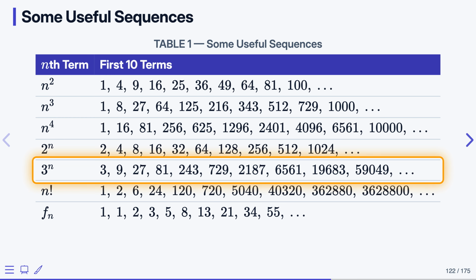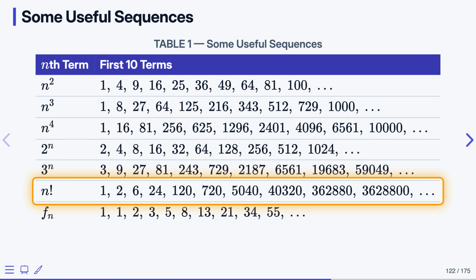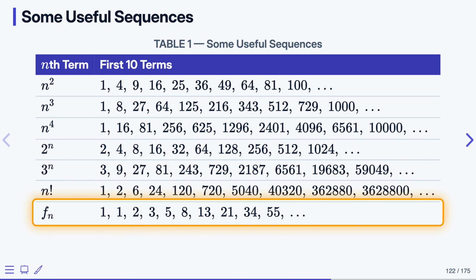The fifth row is 3 to the power n: 3, 9, 27, 81, tripling each time. The sixth row is n factorial: 1, 2, 6, 24, 120, and it grows extremely fast. The last row holds the Fibonacci numbers, where each term is the sum of the 2 before it. Watch how much faster factorial and the powers grow than a polynomial row like n squared.